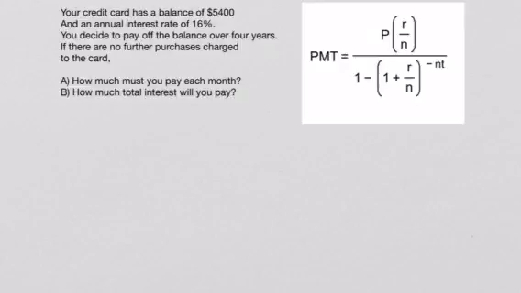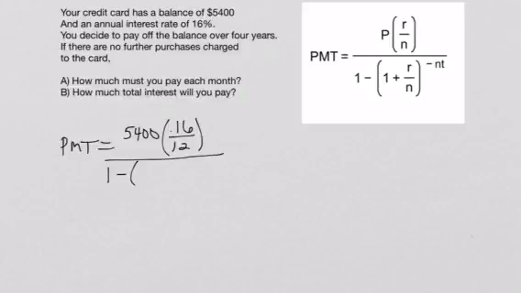So to find A, we just want to figure out our regular monthly payment. And so we just want to take this PMT formula and plug in and find it. So my P is 5,400. My R is 0.16. My N is the number of times it's paid per year, so my N is 12 since we're paying it monthly. And that's divided by 1 minus 1 plus my R over N raised to the negative N times T.